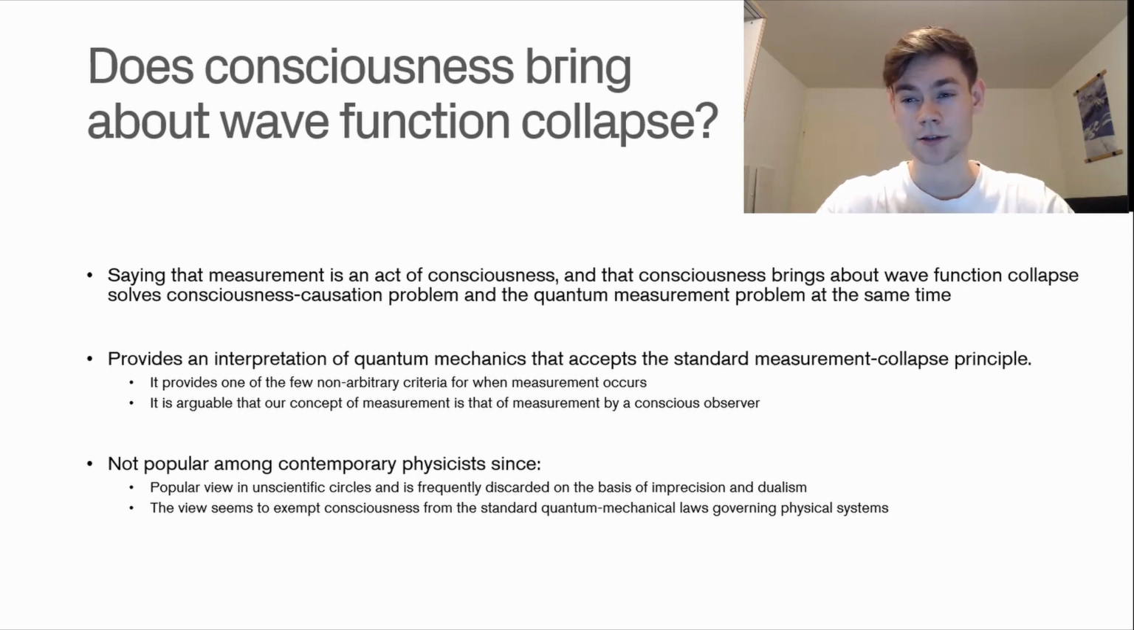And I think it needs to be adequately considered. And the view seems to exempt consciousness from the standard quantum mechanical laws governing physical systems. So this is very similar to just saying dualism. We seem to have different properties for consciousness and for the physical world, and they seem to be non-compatible with each other. And if you want to describe the universe in as simple terms as possible, that is not a very good approach to take because it also introduces a lot of complexity.